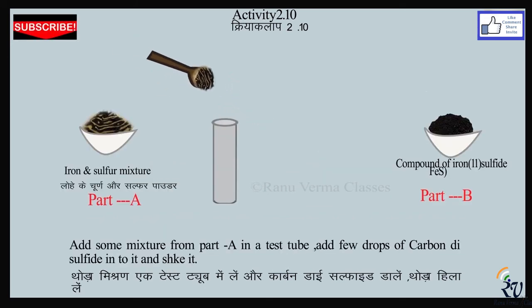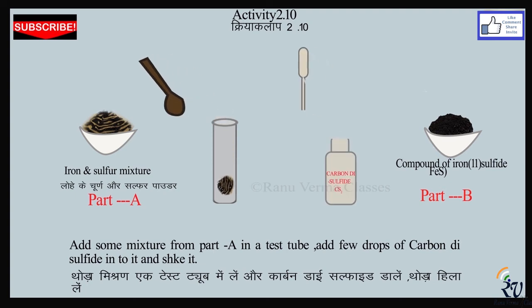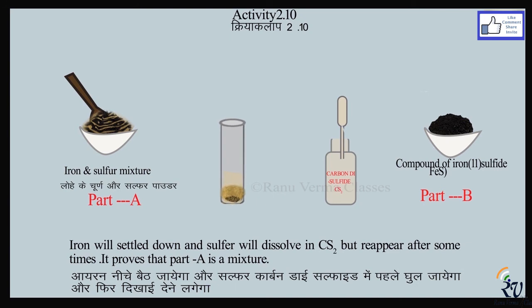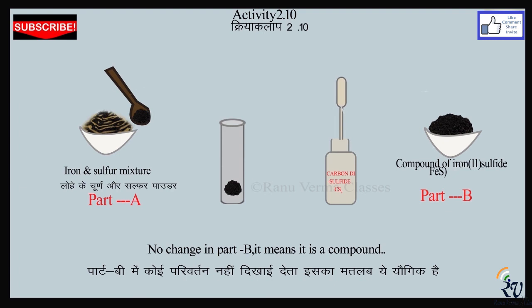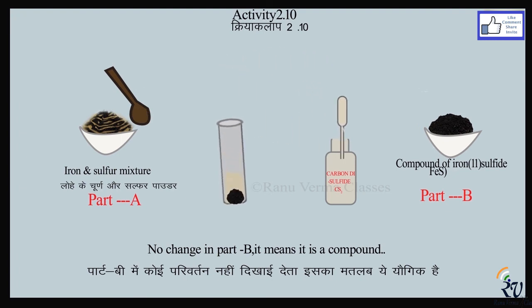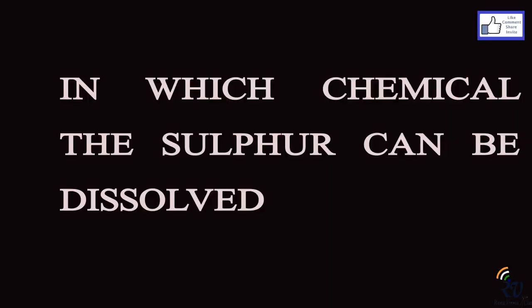Second, we have performed a chemical process. In this chemical process, we have taken carbon disulfide. In part A, we have seen a physical change, meaning sulfur was dissolved in carbon disulfide, but with part B, there was no change, no reaction, nothing we have observed. Here, a very important question comes: in which chemical can the sulfur be dissolved?